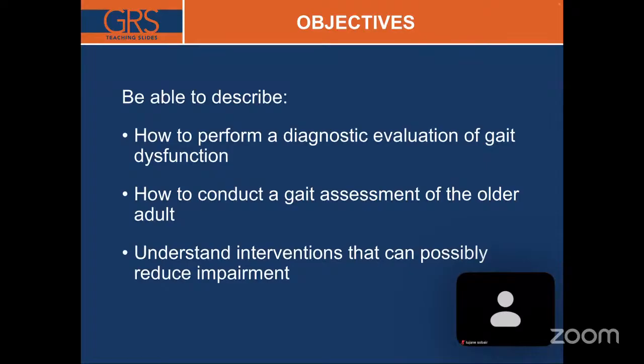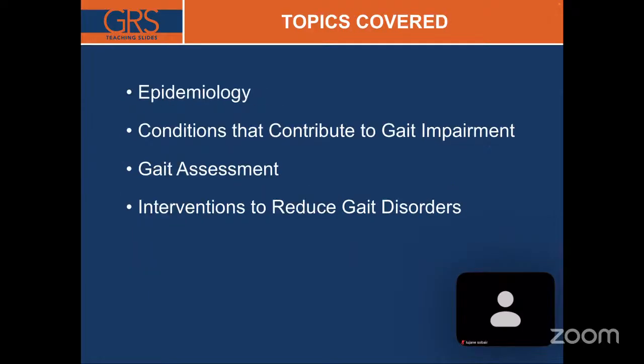By the end of this session, we'll be discussing the objectives of this session: how to perform a diagnostic evaluation of gait dysfunction, and how to conduct a gait assessment of older adults. In addition, we are going to be able to understand interventions that can possibly reduce impairments. We will also explore the epidemiology of gait disorders, the conditions that contribute to gait impairment, how to do a gait assessment, and the interventions to reduce gait disorders.